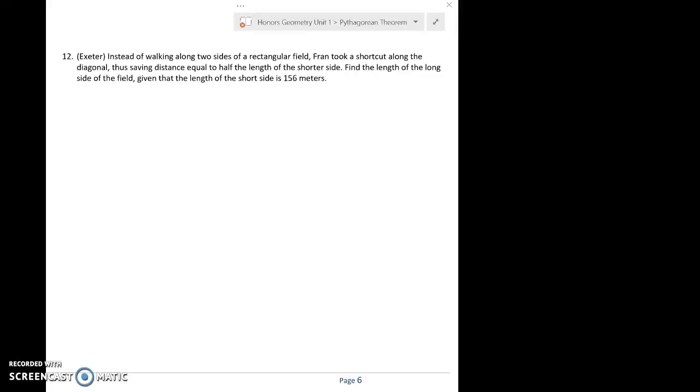Alright, so this is a little bit tougher problem. You can always tell the little tougher problems are going to be usually with a little Exeter in parentheses from the Exeter curriculum. But this problem is definitely doable, so let's take a look at it.